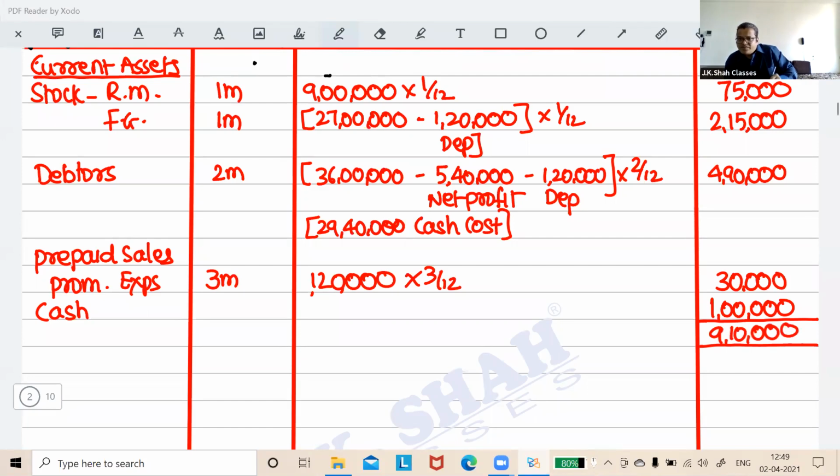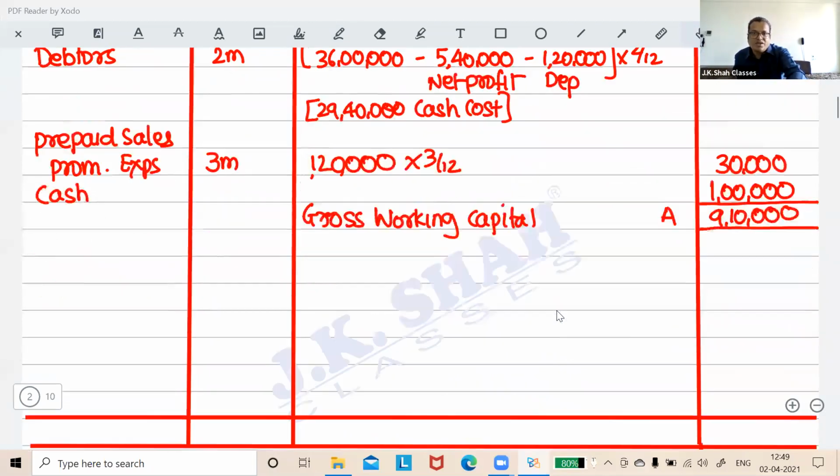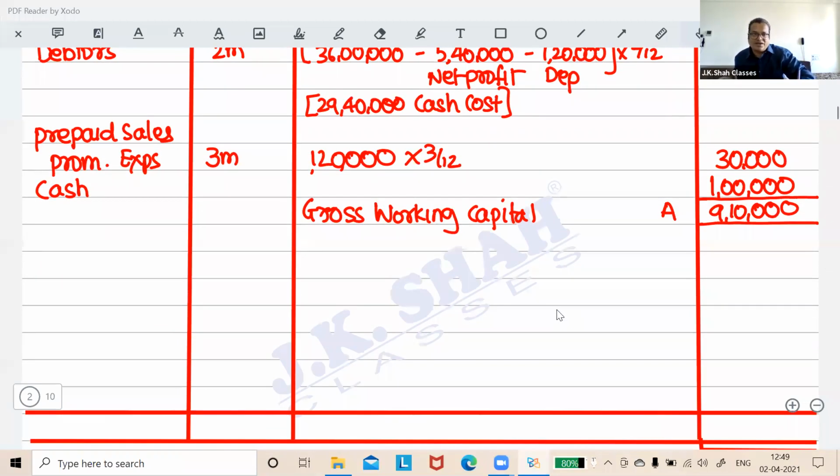And I always make it a point to make you write over here, but please write what? Gross working capital. So it keeps hammering in your head that if nobody will give you credit, you will end up borrowing this much from the bank. This will be your final working capital, but that's not so. We have some current liabilities to be subtracted.